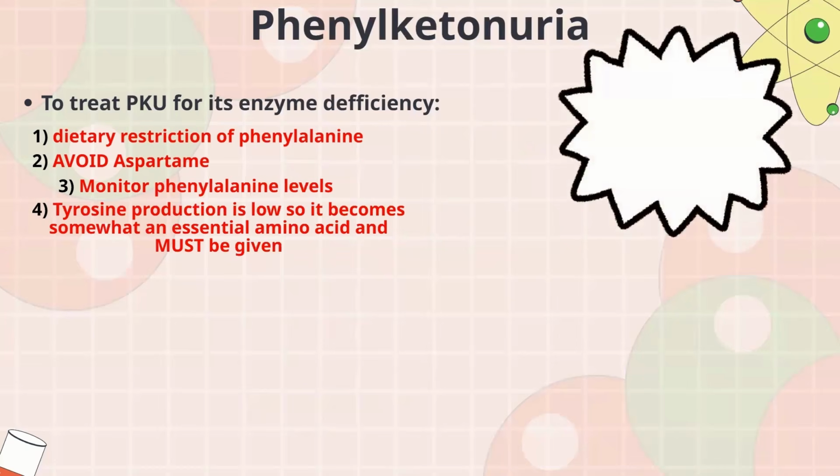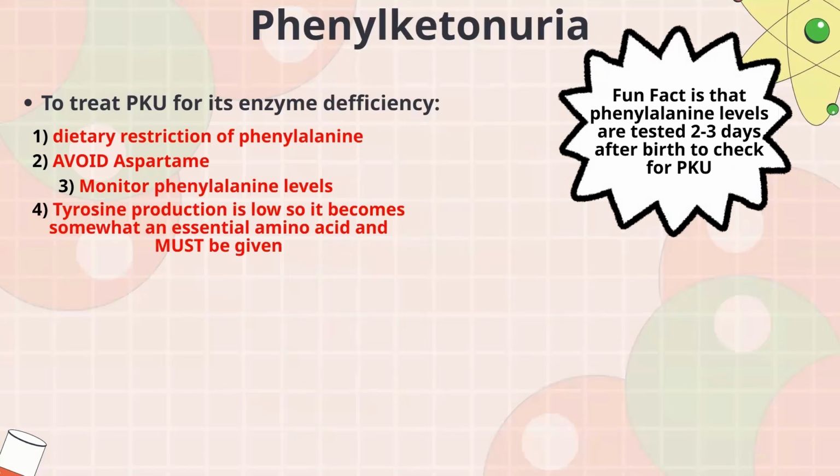Okay. Now, another fun fact is that phenylalanine levels are actually measured 2 to 3 days after birth to check for PKU. And that's just to mention in case they ask in an SAQ what is the first thing you must do to a baby to check for PKU: measure phenylalanine levels after 2 to 3 days.